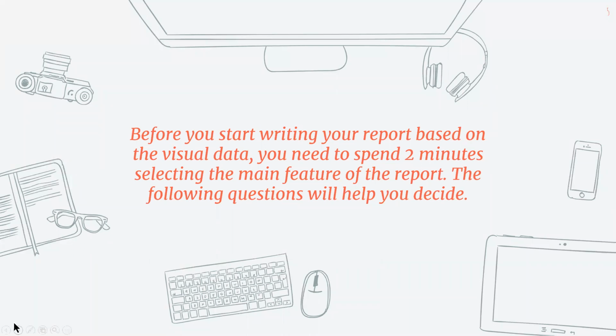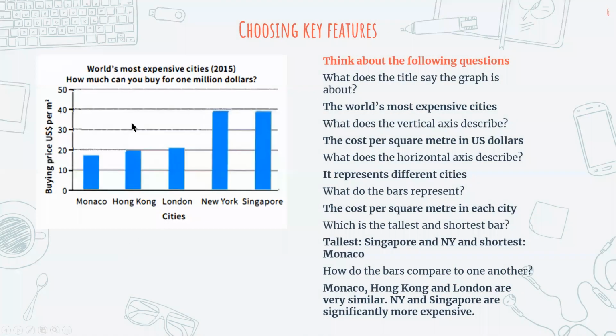So here you have some sort of visual representation. You need to spend just 2 minutes to choose key features. Why do I need to do that? Because when you write your report, you need to talk about the most important, the key features of the report, not the slight or very trivial changes.